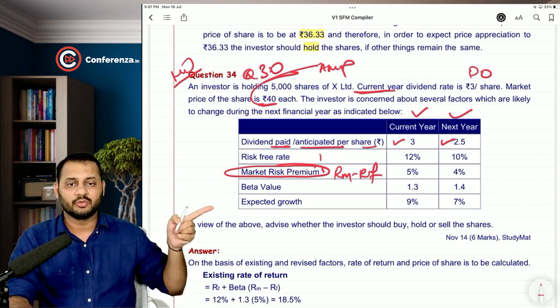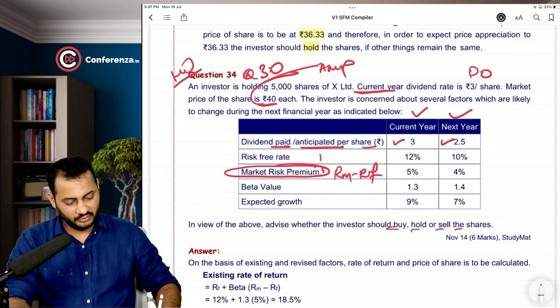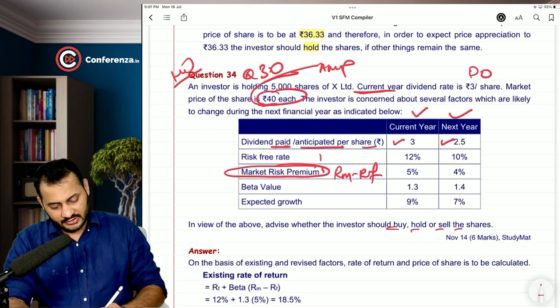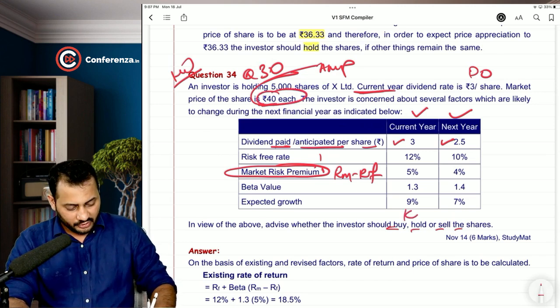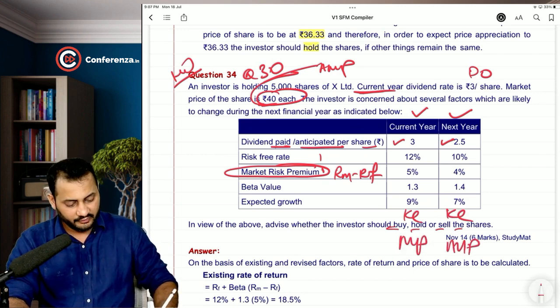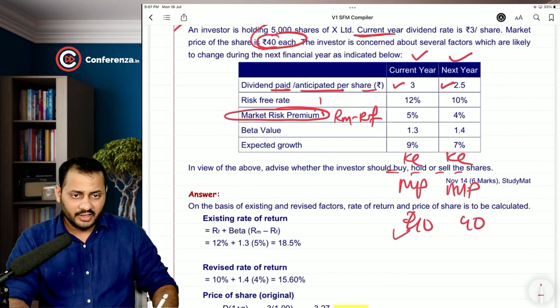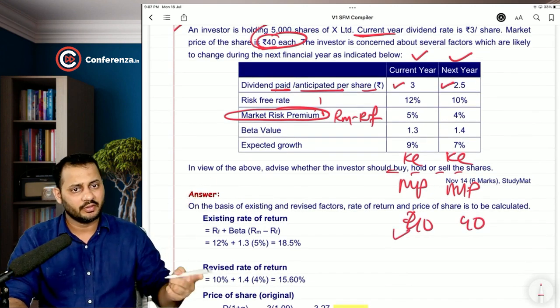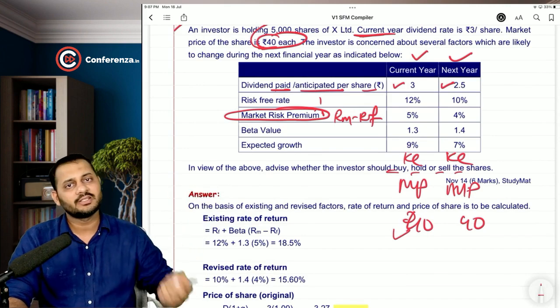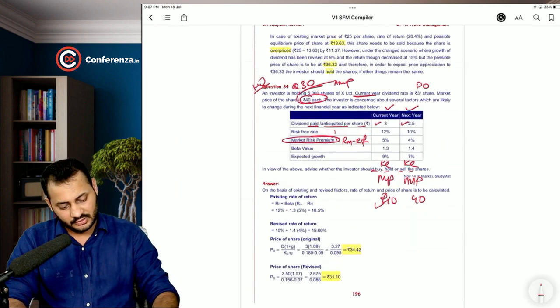Beta, expected growth. Same thing. Buy, hold or sell. 40 rupees is the actual price. You calculate the cost of equity in this case and in this case. You calculate the market price with the two costs of equity. Then compare it with 40 rupees. If 40 is higher than the calculated market price, overvalued. If 40 is lower than the calculated market price, undervalued. One and the same thing.